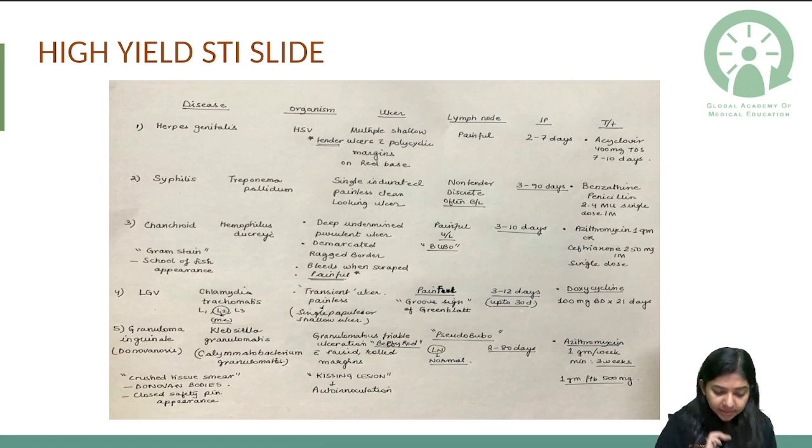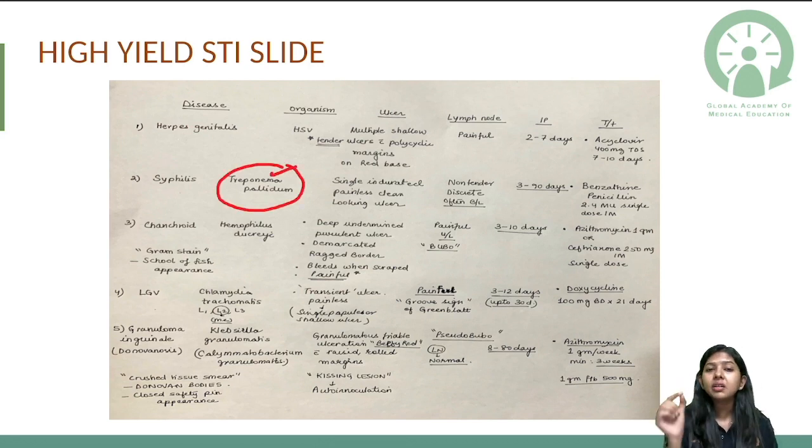Now moving to syphilis. Syphilis is caused by Treponema pallidum. You get a very single indurated painless clean looking ulcer, and you get a discrete rubbery non-tender bilateral lymphadenopathy. We will come to the characteristics on how to approach a case of genital ulcer. I'll just draw that flow chart for you. And the incubation period is about 3 to 90 days. Drug of choice we have discussed is benzathine penicillin, 2.4 million units IM you have to give after proper skin testing.